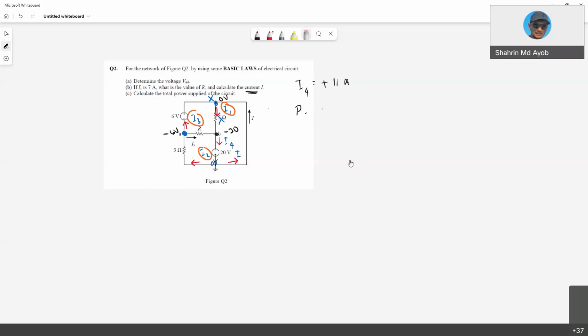Sorry, the power is negative, because the current is entering the negative terminal. So negative VI, negative 20 multiplied with the current 11. So this one is negative. How much? 222? Mathematics. Yeah, 220, sorry. Negative 220 watt. So it's actually supplying, because you have a negative value here.